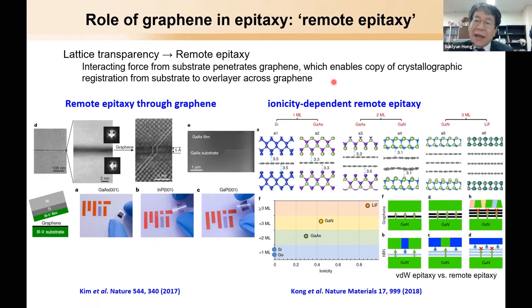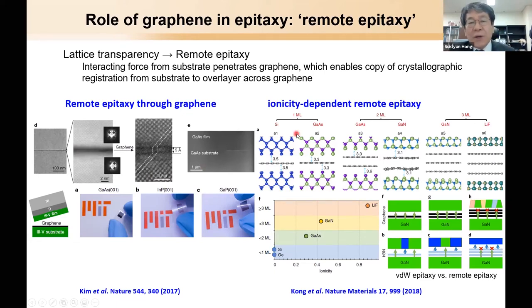Here, this remote epitaxy enables the copy of crystallographic information from the underlying substrate to the overlayer through the graphene. And here are the two experimental reports for remote homoepitaxy. Now, the first one is remote epitaxy using the III-V compounds like gallium arsenide, indium phosphide, and gallium phosphide. And here you can see the graphene layer between the substrate and overlayers.